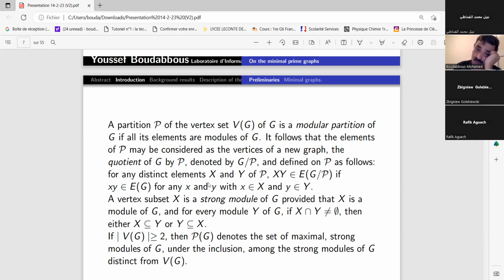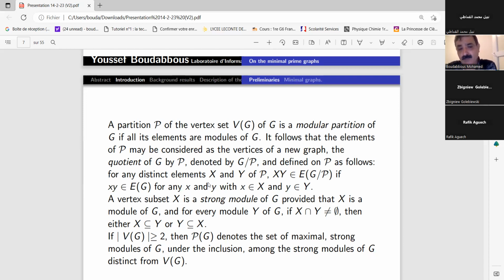Another notion of modules is the strong module. A strong module of a graph is a module which is comparable by inclusion with any module that it meets. Thus, a module M is strong if for any module N of G, if the intersection between M and N is non-empty, then either M is included in N or N is included in M. This notion is important for the decomposition theorem of Gallai.